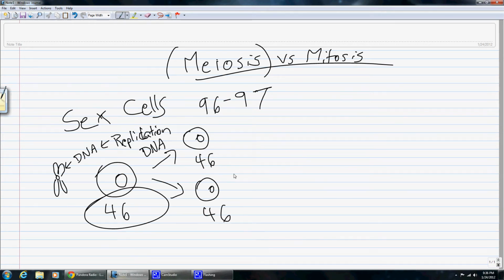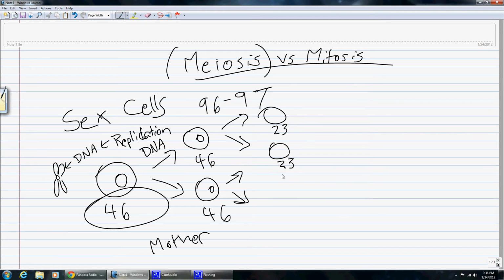We still can't donate these, because if we donate these, say this is from the mother, keep in mind the father's going to be doing the same thing, so we're still going to have way too many. In order to give baby the right amount, you'd only be able to give them 23 from the mother and 23 from the father, because remember, half comes from mom, half comes from dad. So we're going to have to split again, but this time, instead of replicating the DNA, we're going to split before it has a chance to do that, and now we're going to come up with some sex cells that each have 23 chromosomes in them, and we're going to have 4.